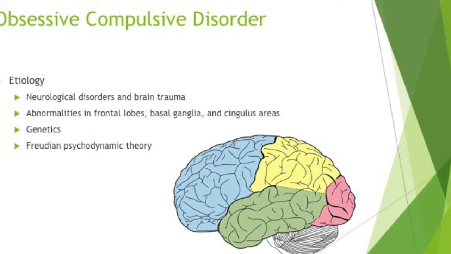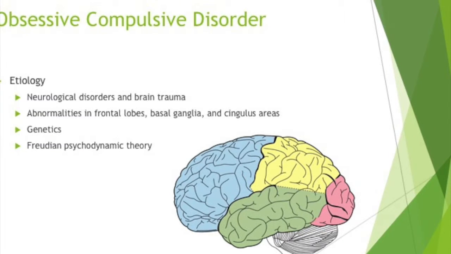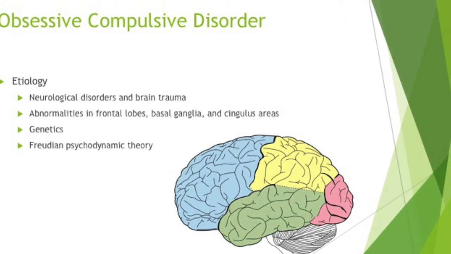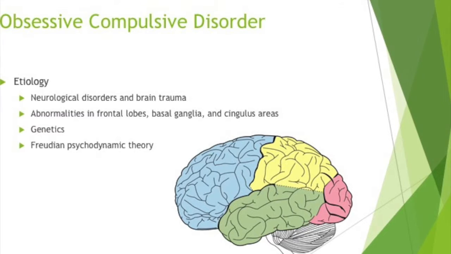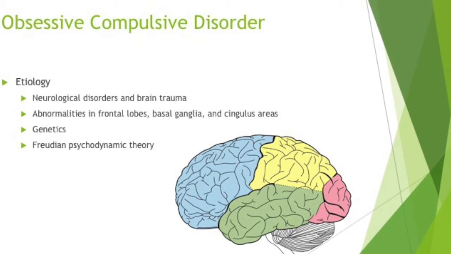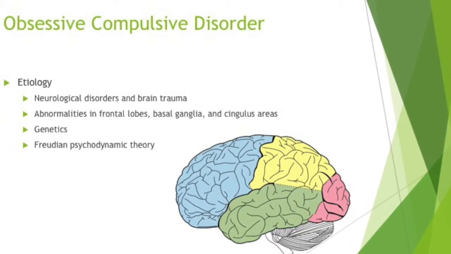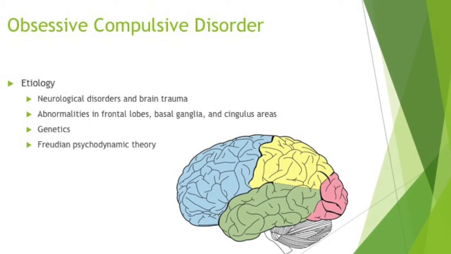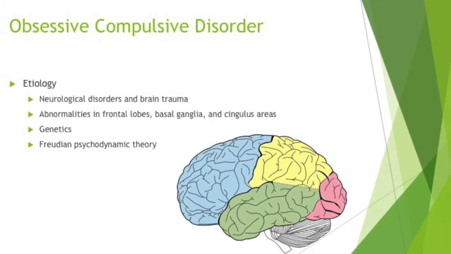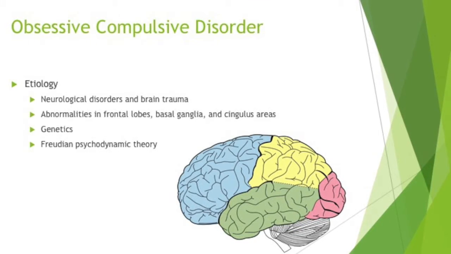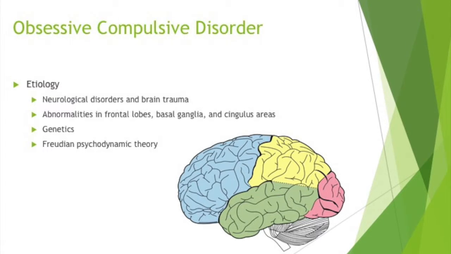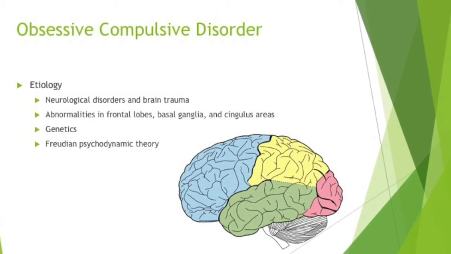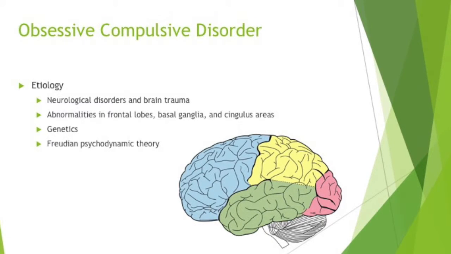One cause of OCD is that individuals with neurological disorders or brain insults due to trauma or infection are more likely to develop OCD. Also, abnormalities in the frontal lobes, basal ganglia, and cingulate areas of the brain have been found in individuals who have been diagnosed with OCD. Genetics are also a strong cause in the development of OCD, with a 70% concordance rate for OCD among monozygotic twins, and an individual with a first-degree relative has a 25% chance of having OCD as well.